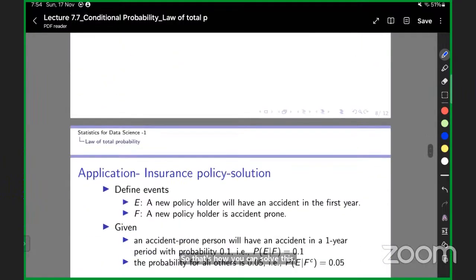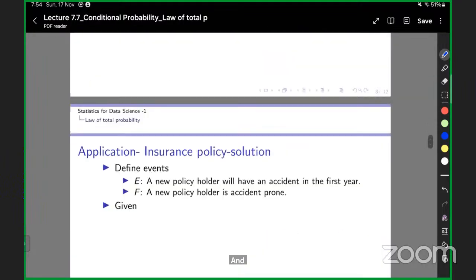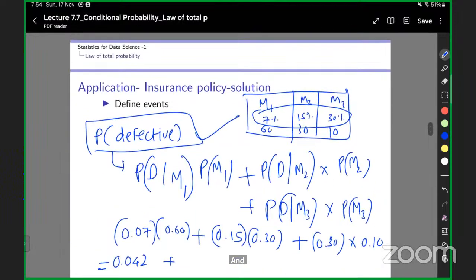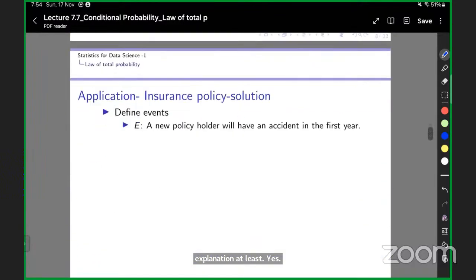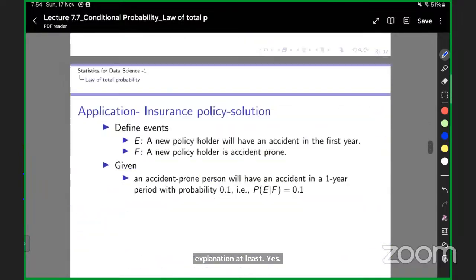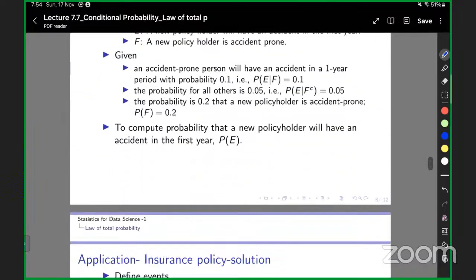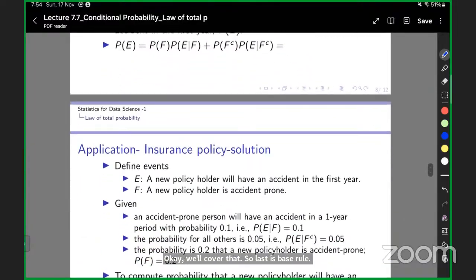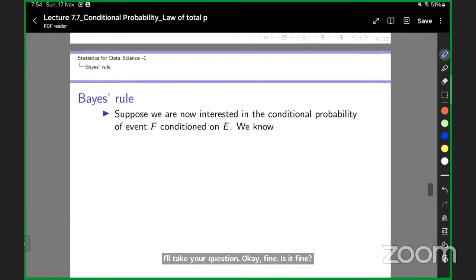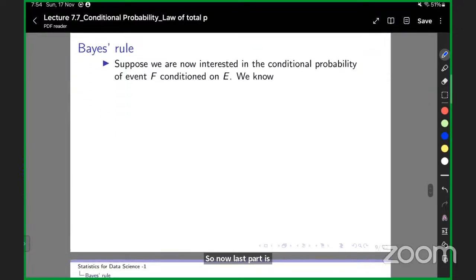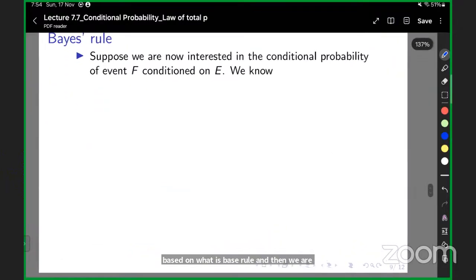Sir, same this question is, but this is much better in explanation at least. Yes, sir, my problem is in 8.2 and 8.3. Okay, we'll cover that. So the last is Bayes rule. I'll take your question. Is it fine? So now the last part is Bayes rule. What is Bayes rule? And then we're done with the session. We can take your question.